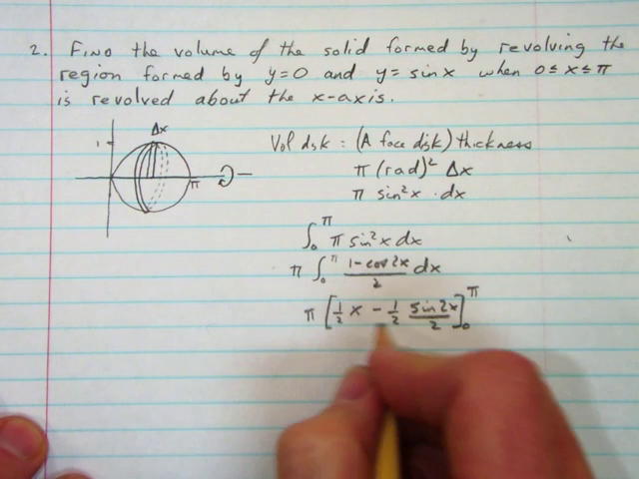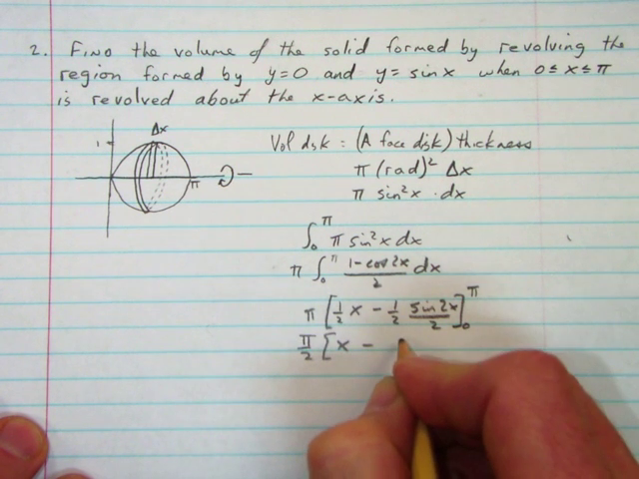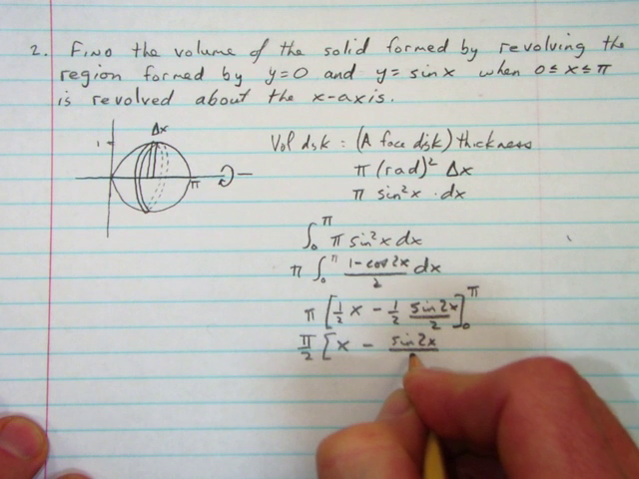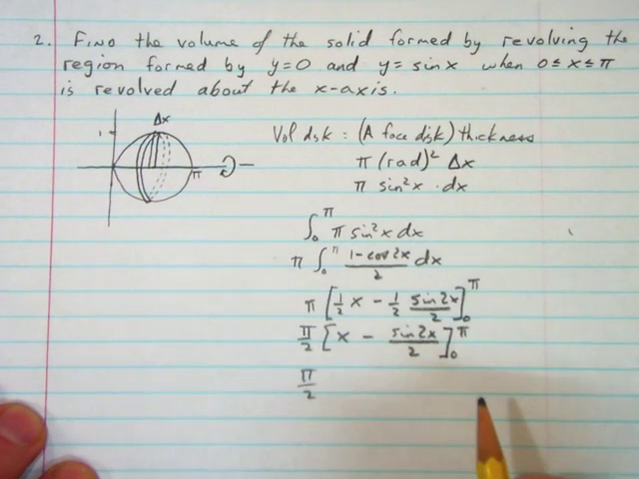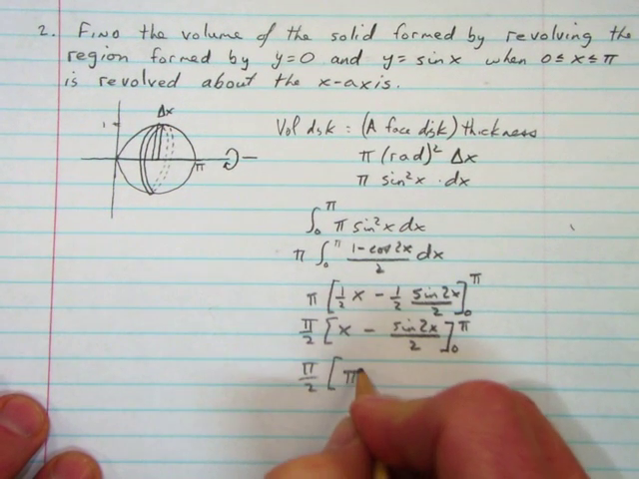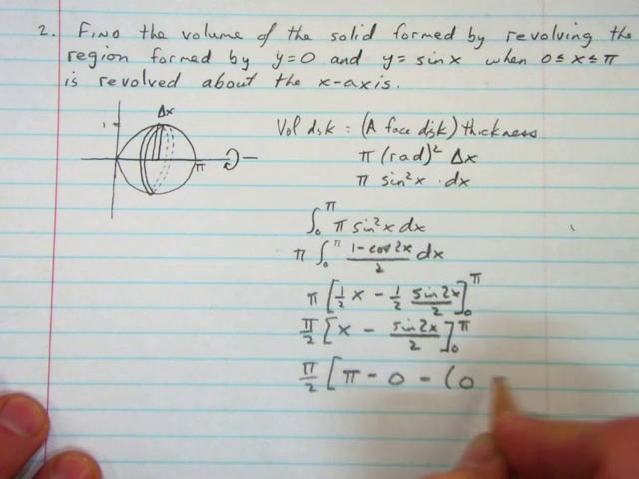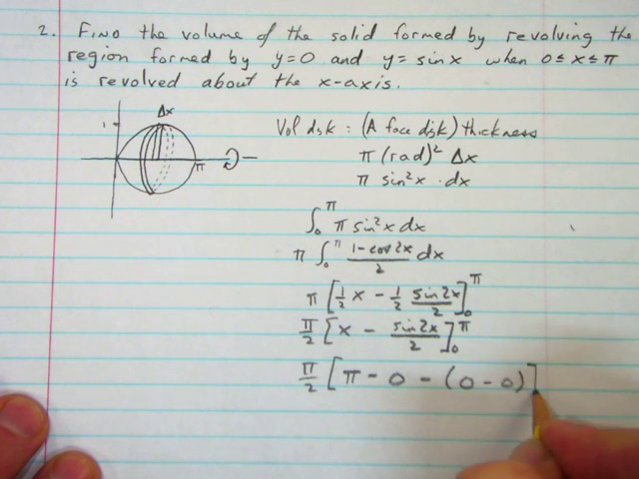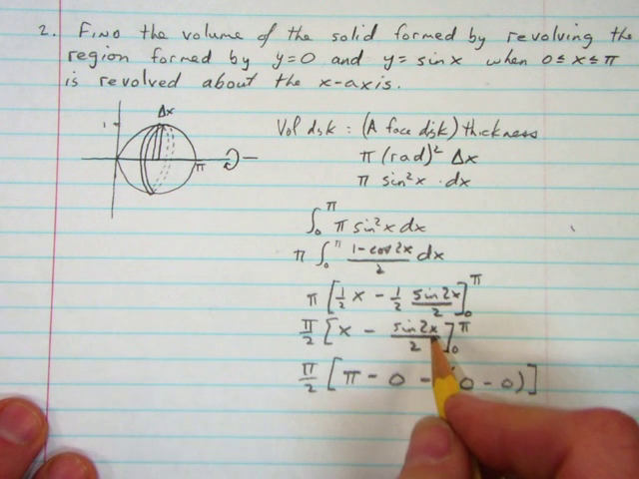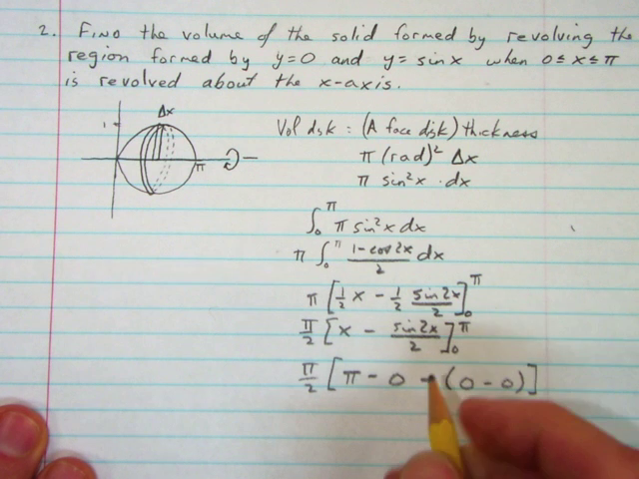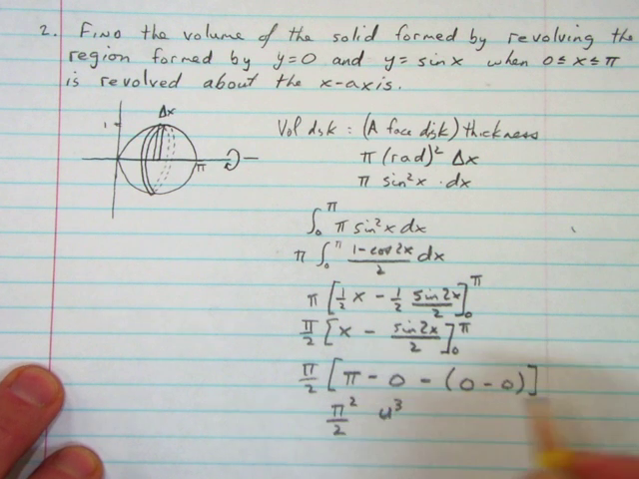We could take out this 1/2 there and say pi over 2 times (x minus sine 2x over 2). It's not essential. So we have pi over 2, and then pi minus the sine of 2 pi, and the sine of 2 pi would be 0, minus 0 minus 0. Remember to always plug in that 0, especially when you have a trig function, because the answer will not always be 0. And that will give us pi squared over 2 cubic units.